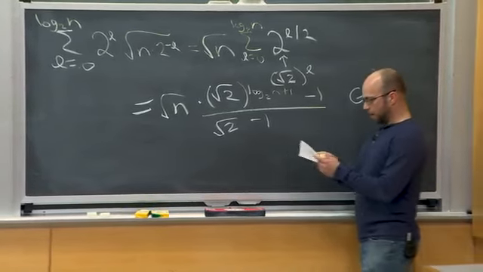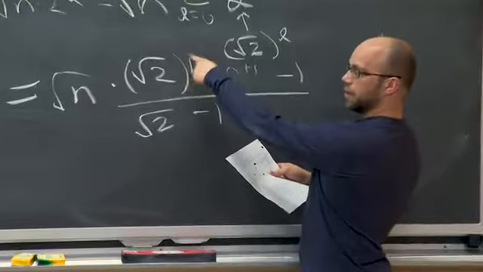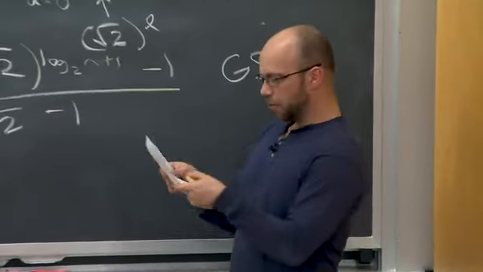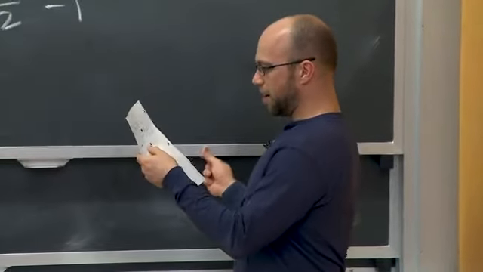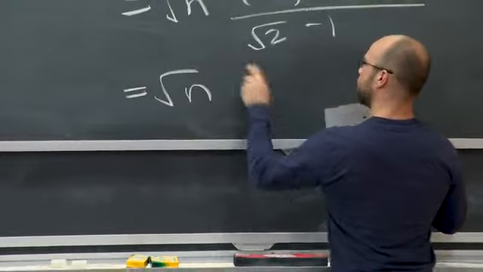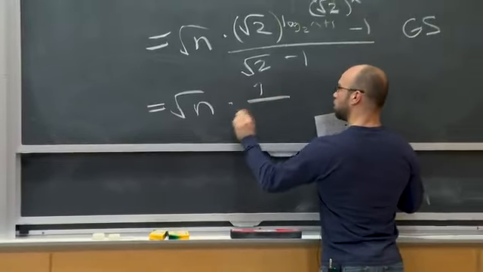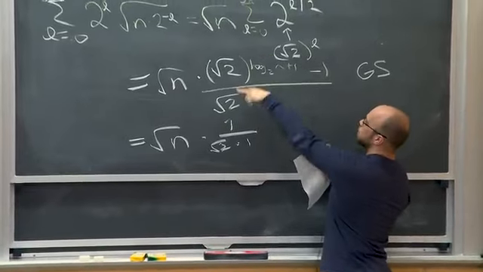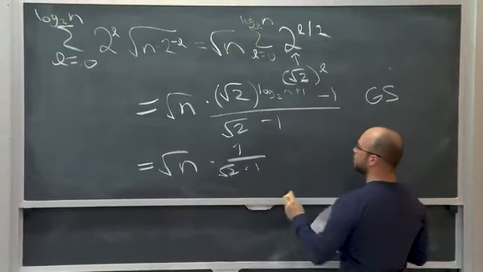Cool. So let's see here. So remember that the square root of 2 is 2 to the 1/2. So I can do a little bit of reshuffling on our formula. And what I'm going to find is that this is exactly the square root of n times 1 over the square root of 2 minus 1. That's just this constant here. Now I just have to cope with this funny term inside of here.